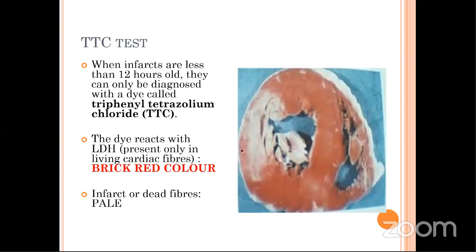So if LDH is present in living cardiac fibers, the living area of the tissue will take a brick red color. If you can see in the diagram on your right, brick red color is taken by the living tissue, living cardiac fibers, whereas the infarcted area or the dead fibers are pale. So this part of the tissue is pale in color. This part is the infarcted area and the rest is living area. So it proves that in this part there has been a myocardial infarction.